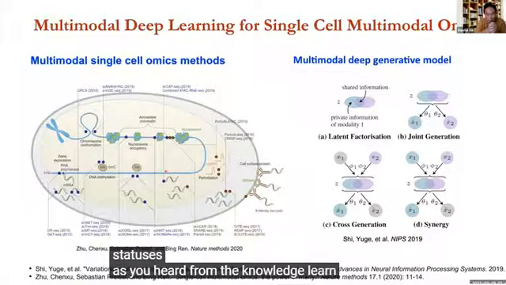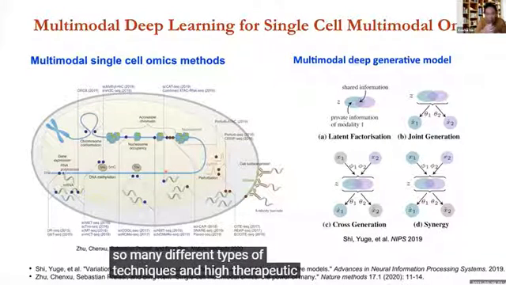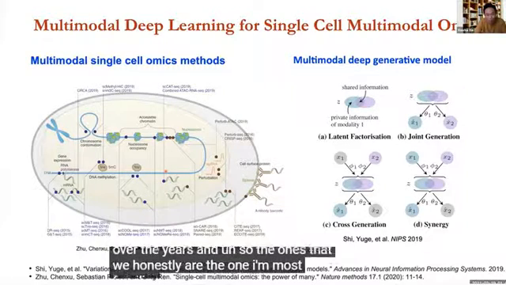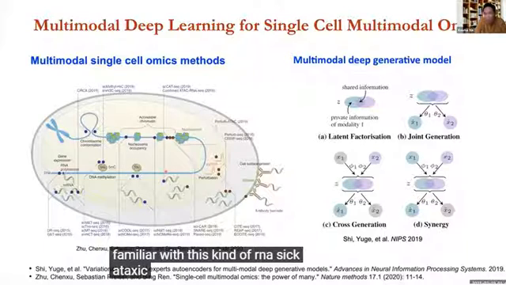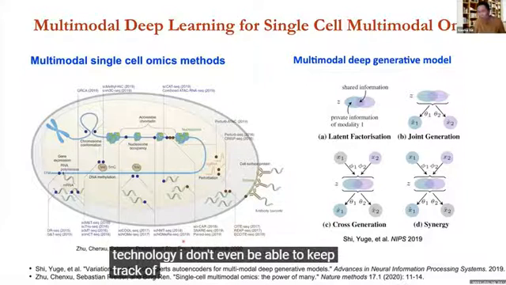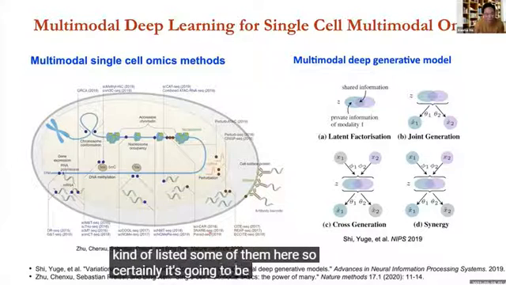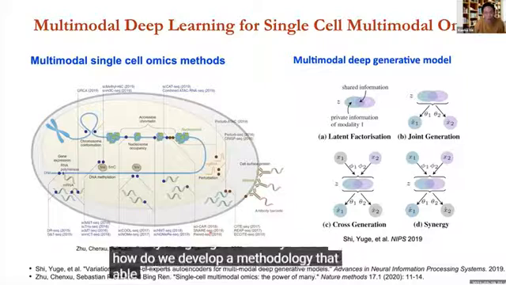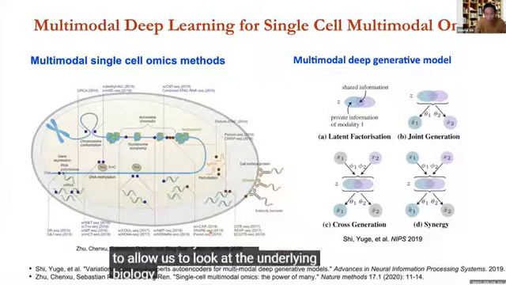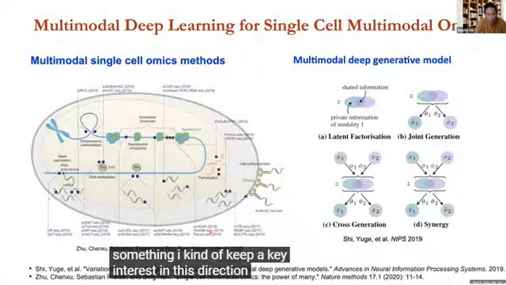As you heard from Manolis, nowadays we have so many different types of techniques and high throughput methodology that have been developed over the years. To be honest with you, the ones I'm most familiar with are RNA-seq, ATAC-seq, and DNA-seq, but now there are so many newer technologies that I can't even keep track of them. I listed some of them here. So certainly it's going to be very useful to develop methodology that can combine those multi-modality data sets, to allow us to look at the underlying biology from the combinations of data sets. That's something I keep a keen interest in.